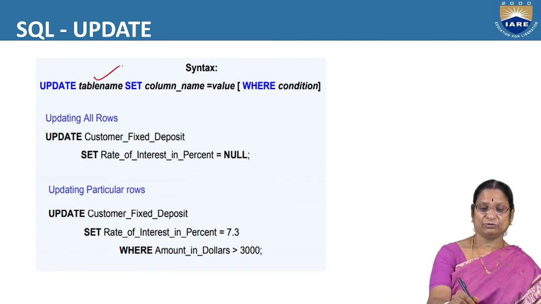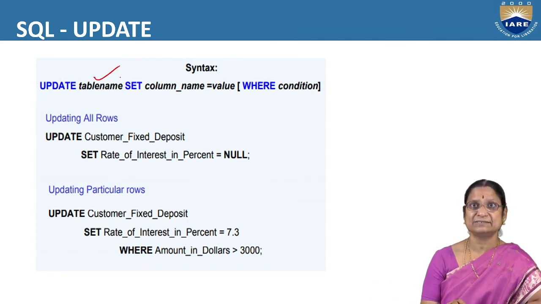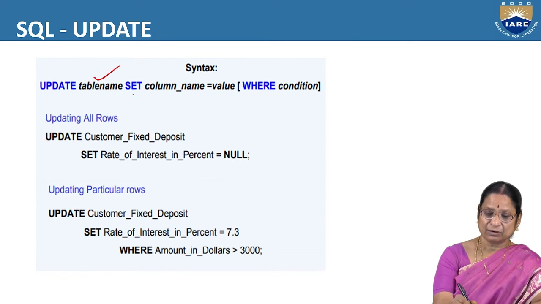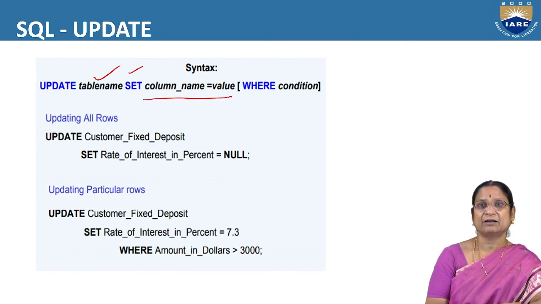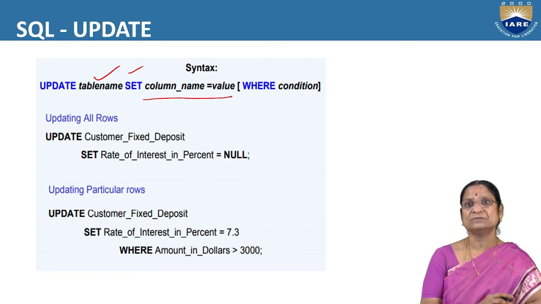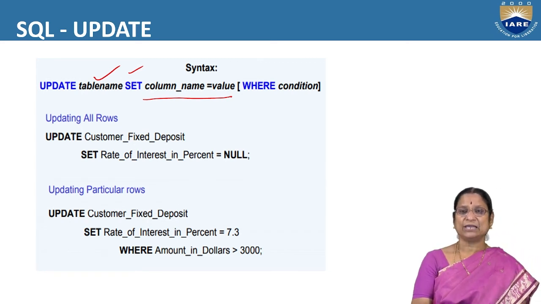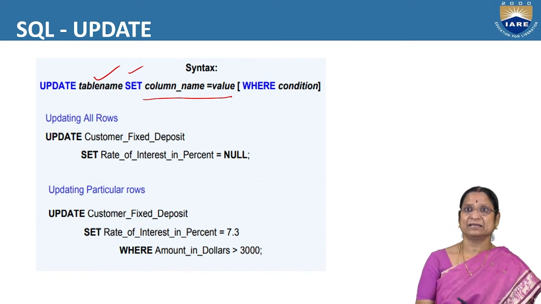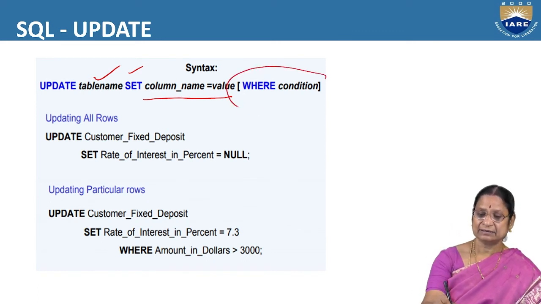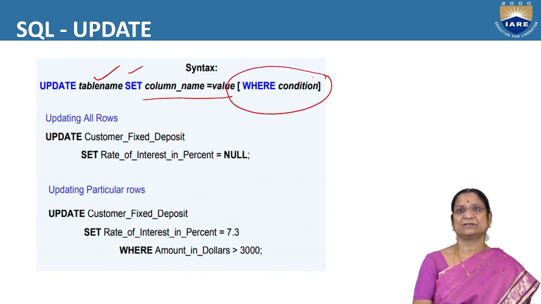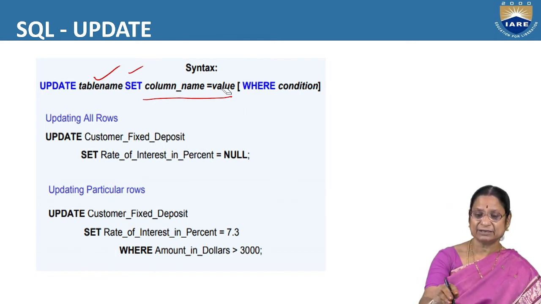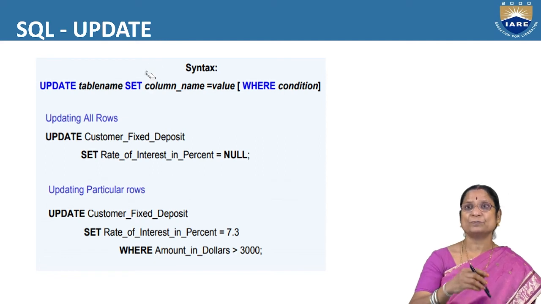Which table I have to modify? The table name. Set: which column I need to update? That column name is equal to some value. Value or expression, you can use anything. And this is a where condition, kept in square brackets. Please observe, square brackets mean it is optional.